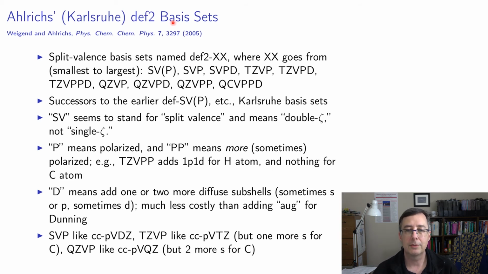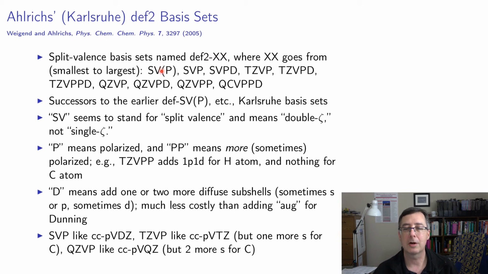The most recent version is the set of def2 basis sets, and really this just means the second version of the definitions of the basis sets. And this is a more recent article that captures this work, but there are earlier papers. This is a set of split valence basis sets, just like pretty much everything we've been talking about, except the minimal ones are all split valence. And they're named def2 something something.